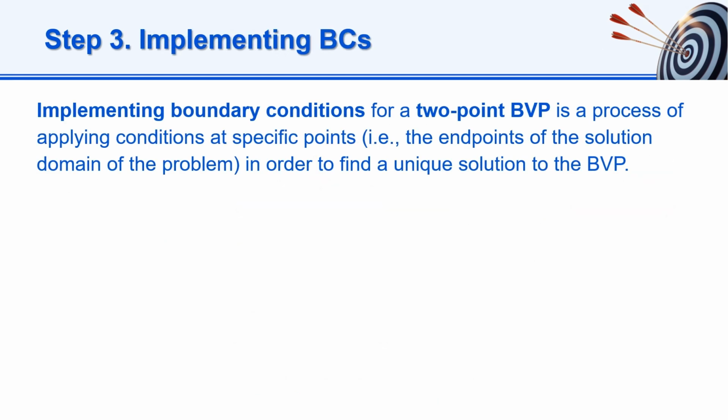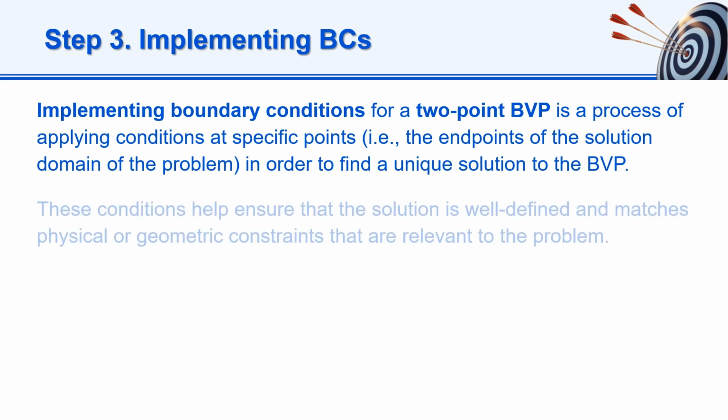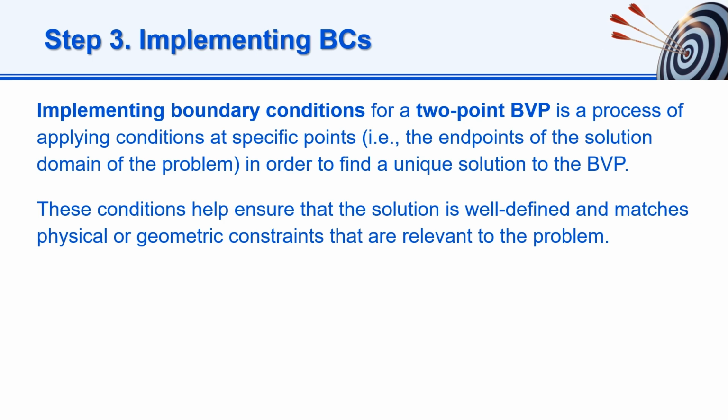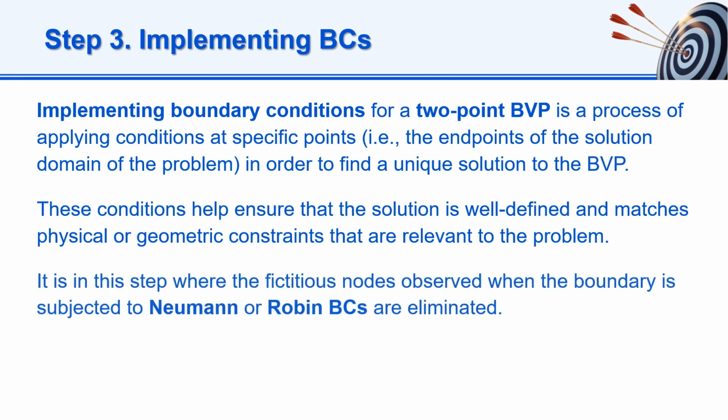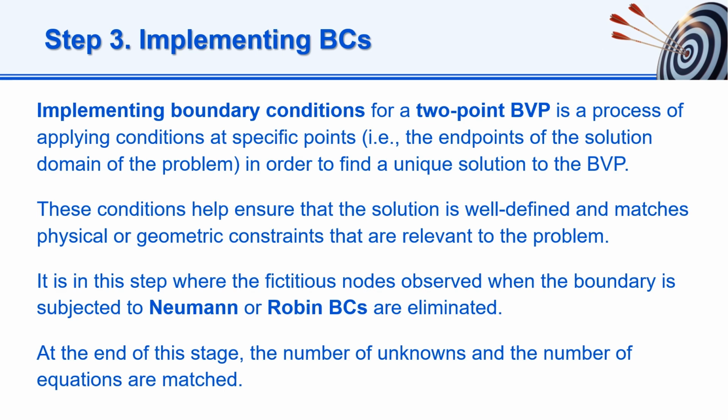Implementing boundary conditions for a two-point boundary value problem is a process of applying conditions at specific points, i.e., the endpoints of the solution domain of the problem, in order to find a unique solution to the boundary value problem. These conditions help ensure that the solution is well-defined and matches physical or geometric constraints that are relevant to the problem. It is in this step where the fictitious nodes observed when the boundary is subjected to Neumann or Robin boundary conditions are eliminated. At the end of this stage, the number of unknowns and the number of equations are matched.